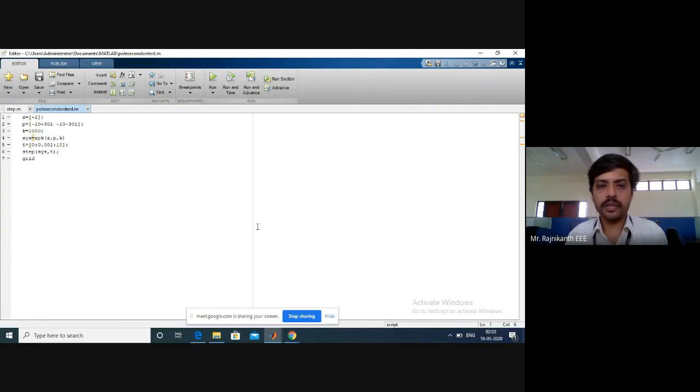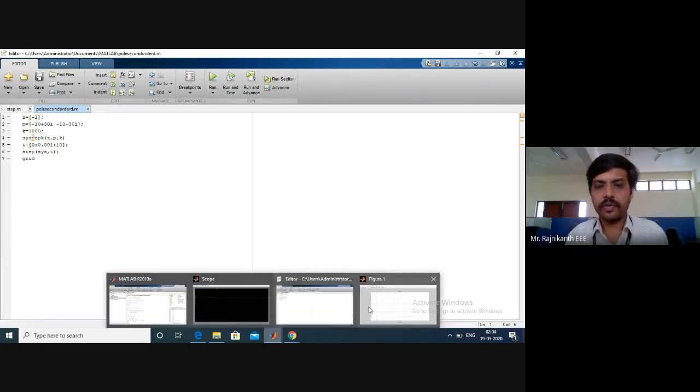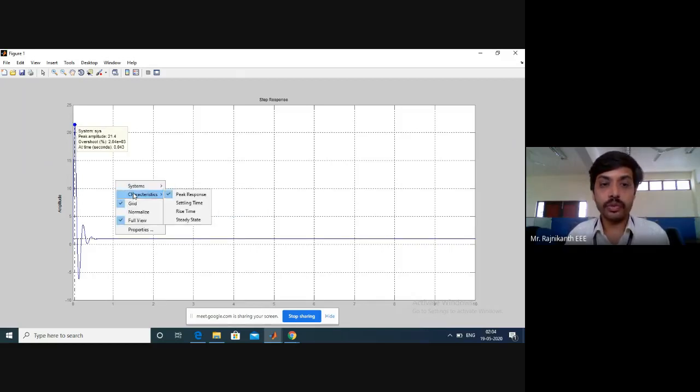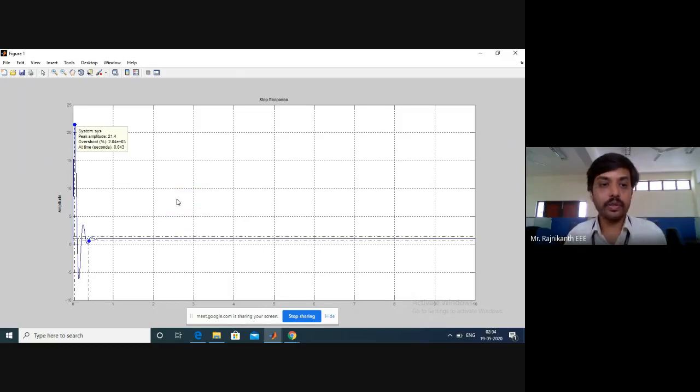Execute. So I'll get the waveform. So like this you'll get. If you move the zeros towards negative infinity, what are the changes? Note down. Okay. So this is the peak overshoot. So when you move the zeros towards negative infinity, the peak is very high.